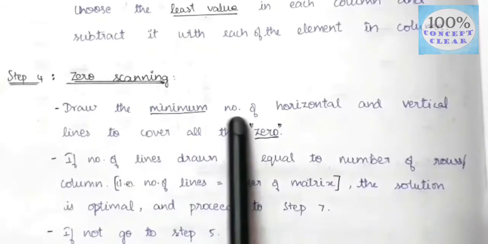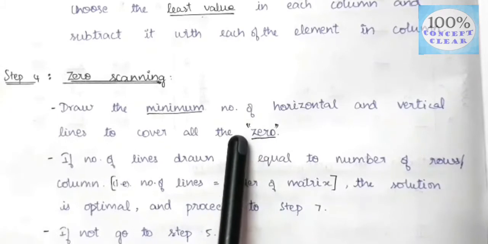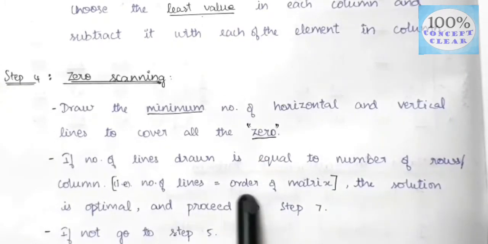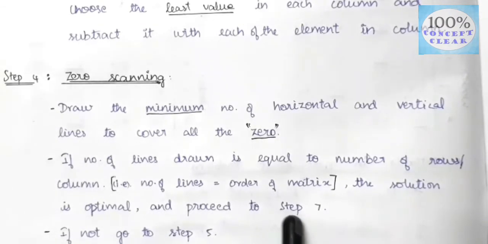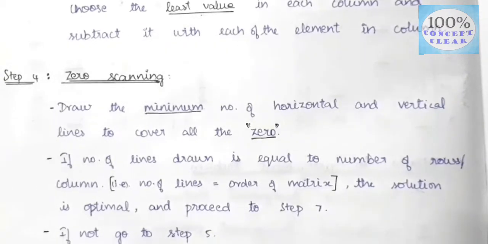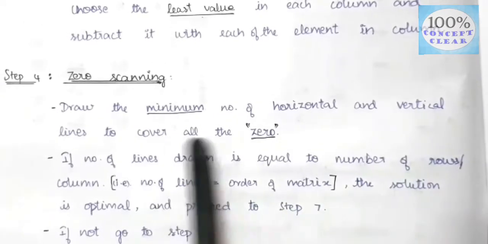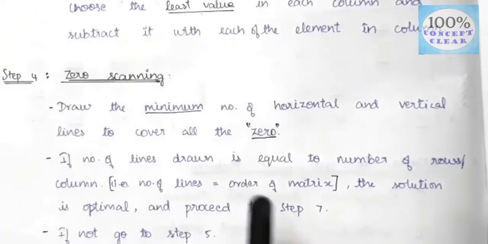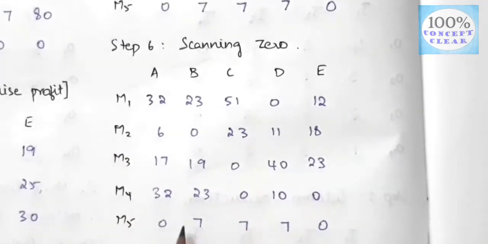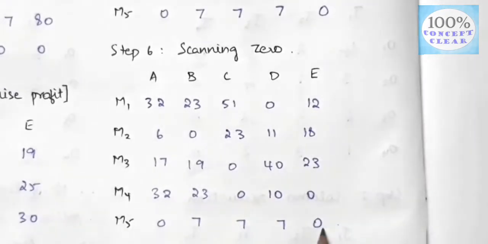So again we have to draw the minimum number of horizontal and vertical lines to cover all the zeros, and check whether the number of lines and the order of the matrix are equal. If they are equal, we can go to step 7, or else we should again go to step 5. So now we can draw the minimum number of lines and then check whether it satisfies this condition. So step 6, scanning zeros. Here we are going to draw the minimum number of horizontal and vertical lines to cover all the zeros.